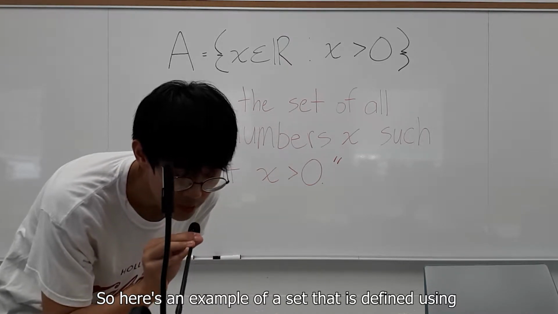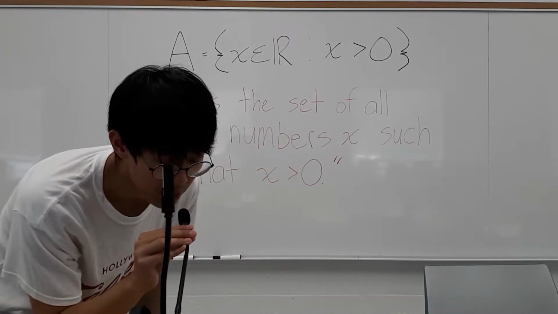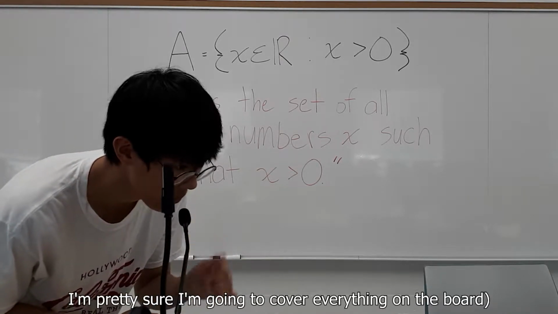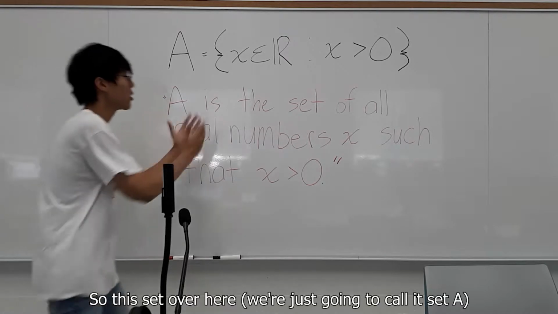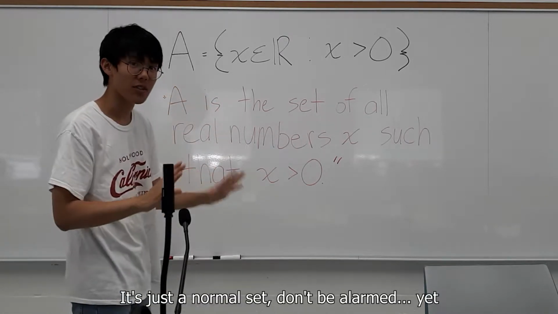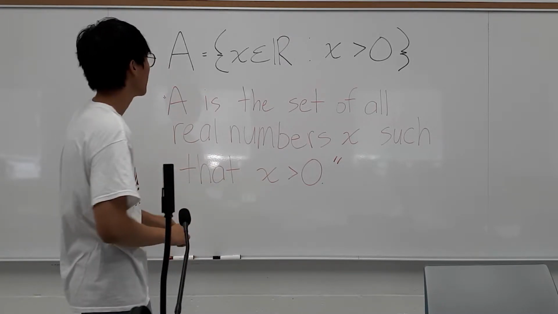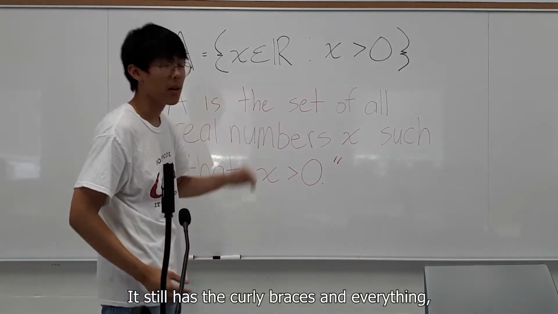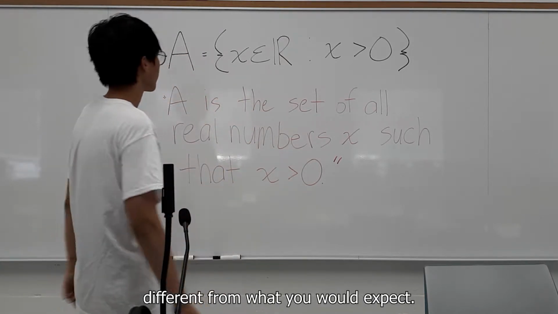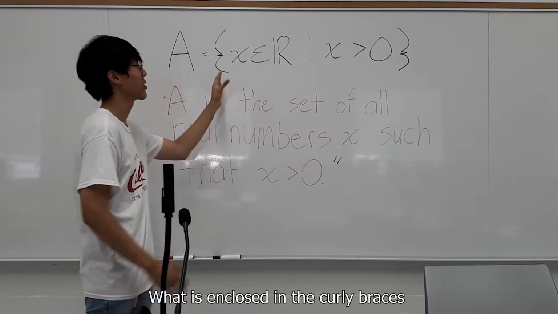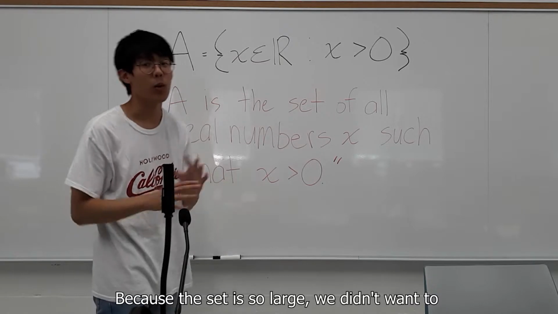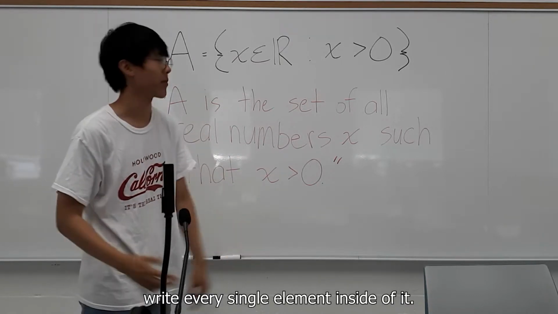So here's an example of a set that is defined using set builder notation. I gotta step away from the mic because I'm pretty sure I'm gonna cover everything. So this set over here, we're just gonna call it set A. It's just a normal set, don't be alarmed yet. It still has the curly braces and everything, but the stuff on the interior is a bit different from what you would expect. What is enclosed in the curly braces is just the description of the set. Because the set is so large, we didn't want to write every single element inside of it.